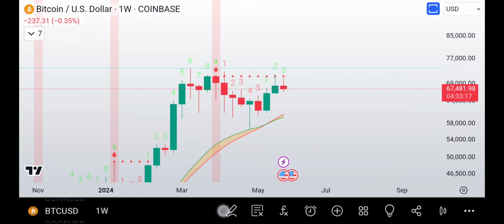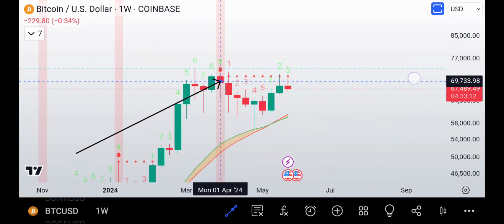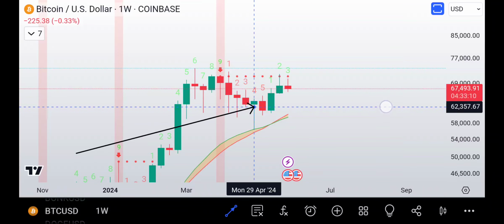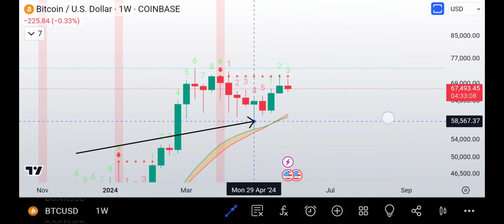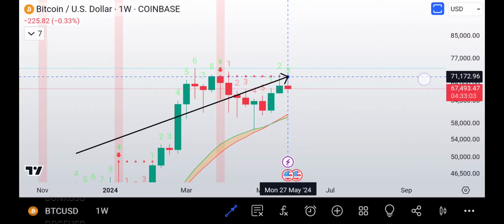We had a 9 sell right here, right? It perfectly called that top. We came all the way down. We back tested the bull market support band. We went sideways for a little bit, and now we're starting to go up.